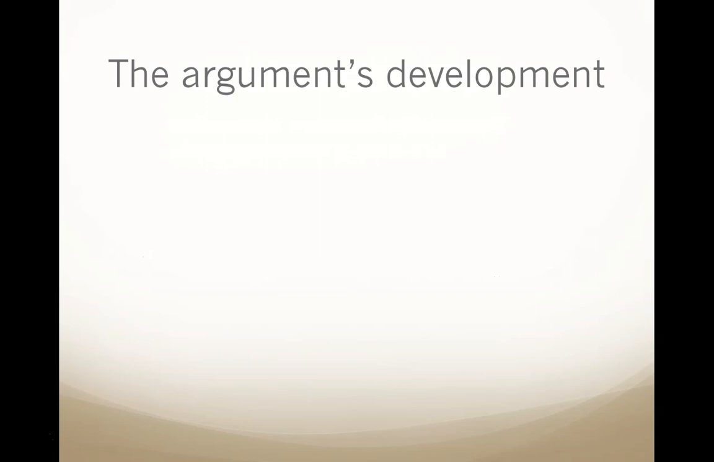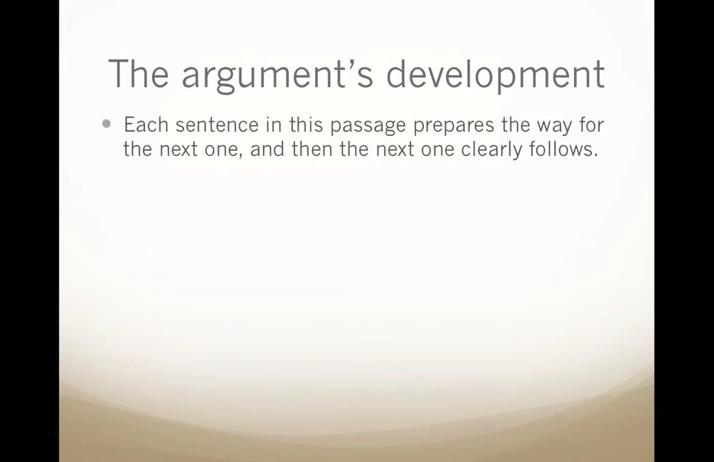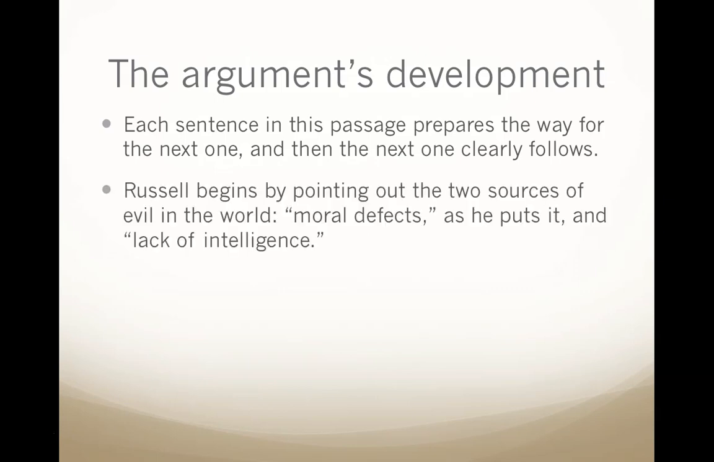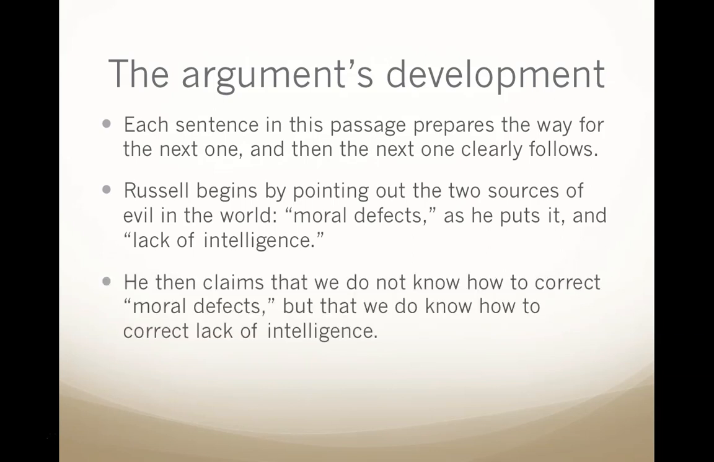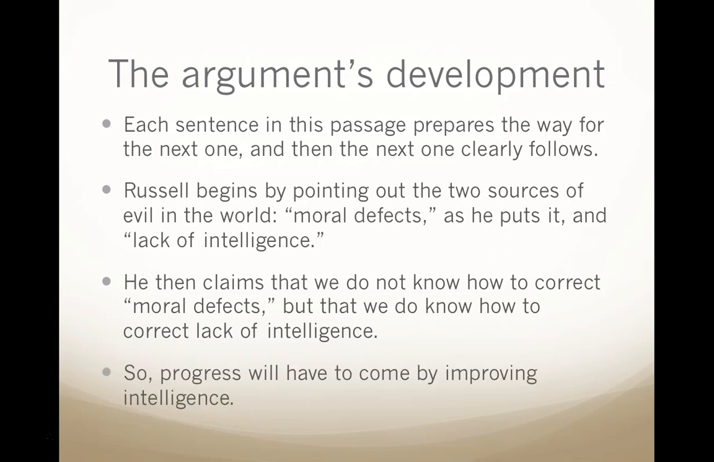So, how does this argument develop? Each sentence in this passage prepares the way for the next sentence, and then the next sentence clearly follows after that. Russell begins by pointing out 2 sources of evil in the world: moral defects, and as he puts it, lack of intelligence. He then claims that we don't know how to correct moral defects, but that we do know how to correct lack of intelligence. So, progress is going to have to come by improving our intelligence.